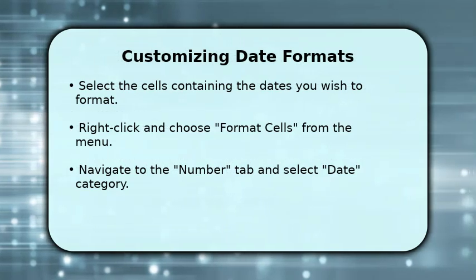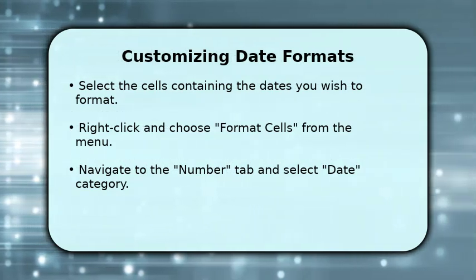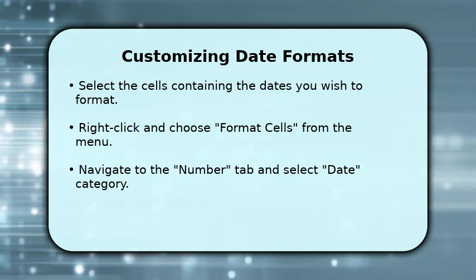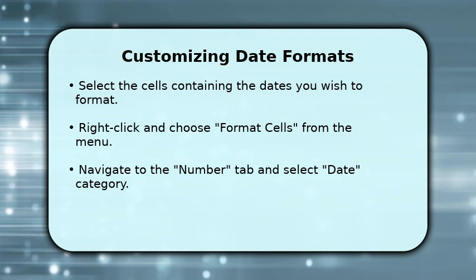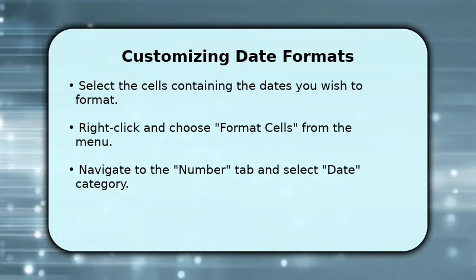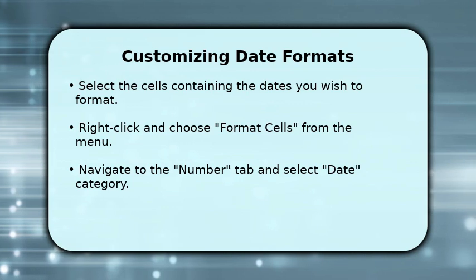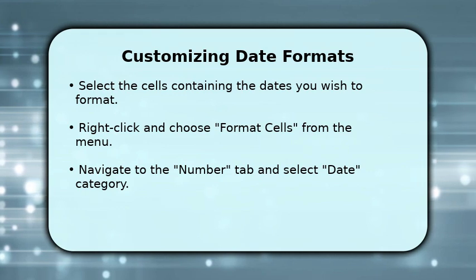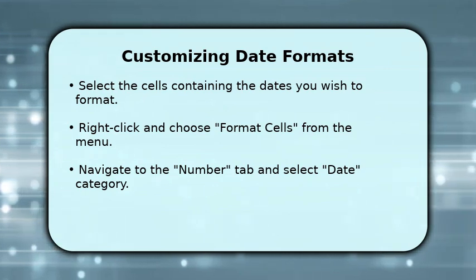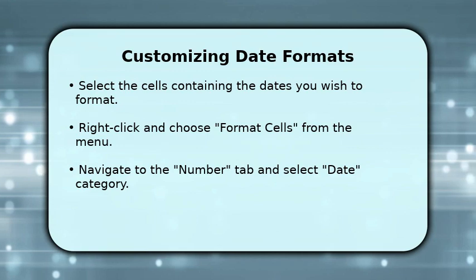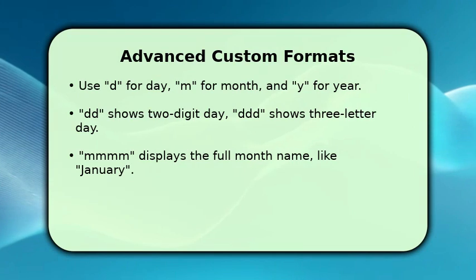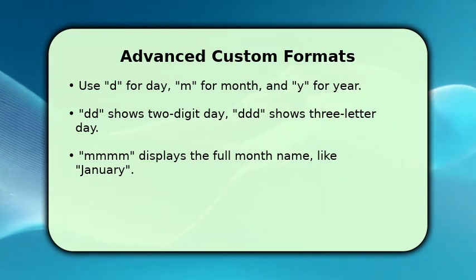To customize your date formats, first select the cells containing the dates you want to change. Then, right-click on your selection and choose Format Cells. In the dialog box, go to the Number tab and select Date from the category list. Here, you can pick from many predefined formats or even create your own unique display using custom codes for a personalized touch. For more advanced control, custom date formats are incredibly powerful.